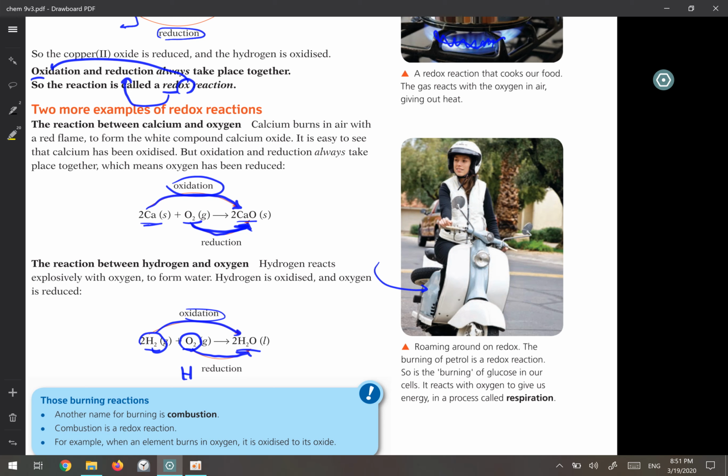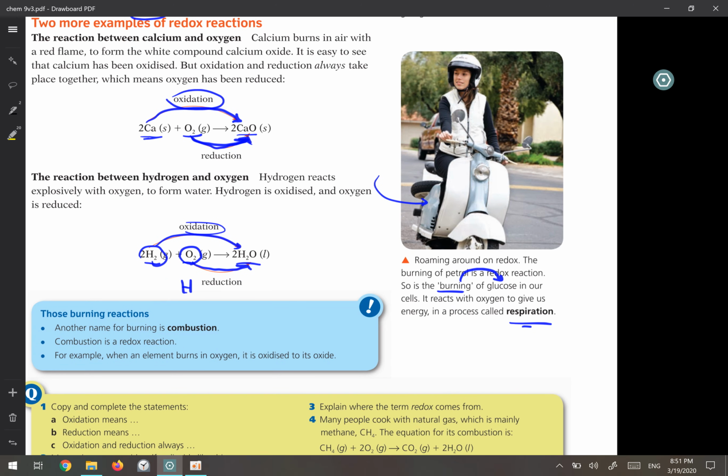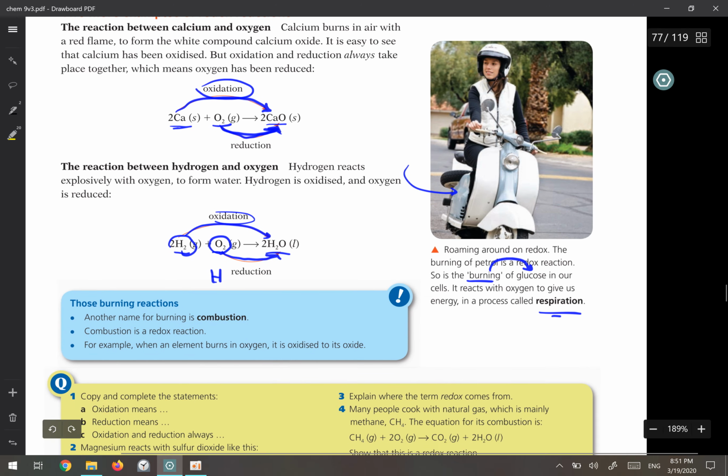Also, what happens inside your cells for getting energy? Your cells burn the glucose through the process which we call respiration. So you have a redox reaction inside your cells as well. That's why the redox reaction is very important, and we have a special category of reaction in chemistry which we call oxidation reduction reaction or redox reaction. So this is about section 1 of this chapter.